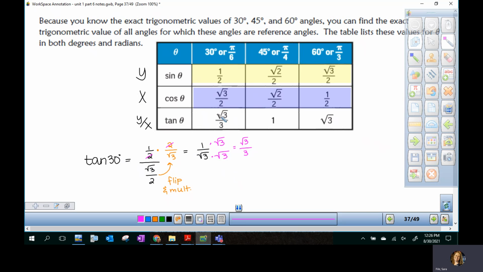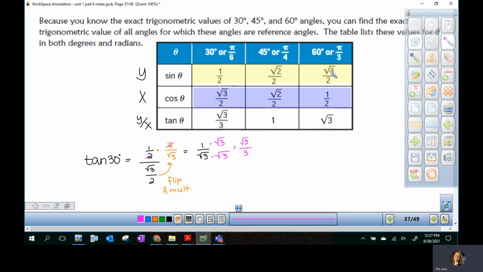So tangent at 30 degrees, that's where square root of 3/3 comes from, doing sine divided by cosine. Now at 45 degrees, sine and cosine are the same, the x and the y. So anything divided by itself is, come on y'all, 1. Okay, anything. So when the x and the y are the same, the tangent is just 1.